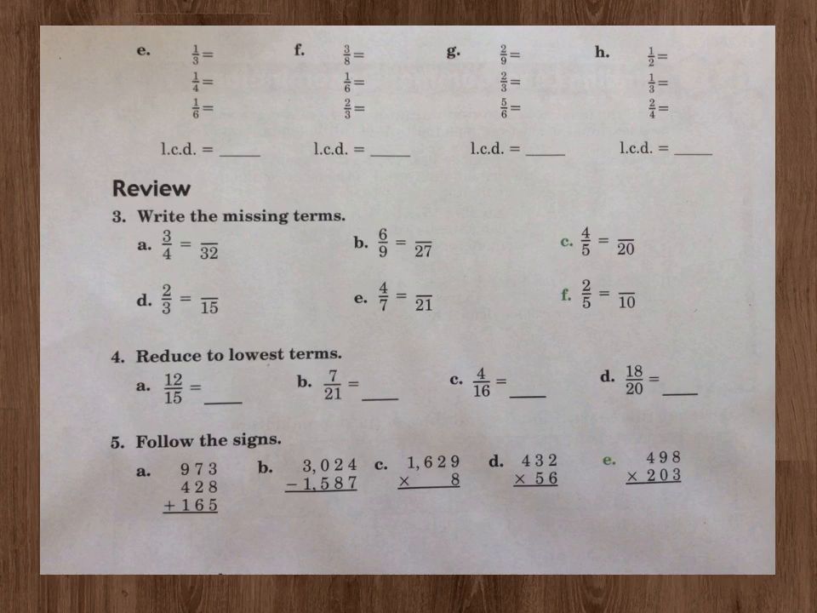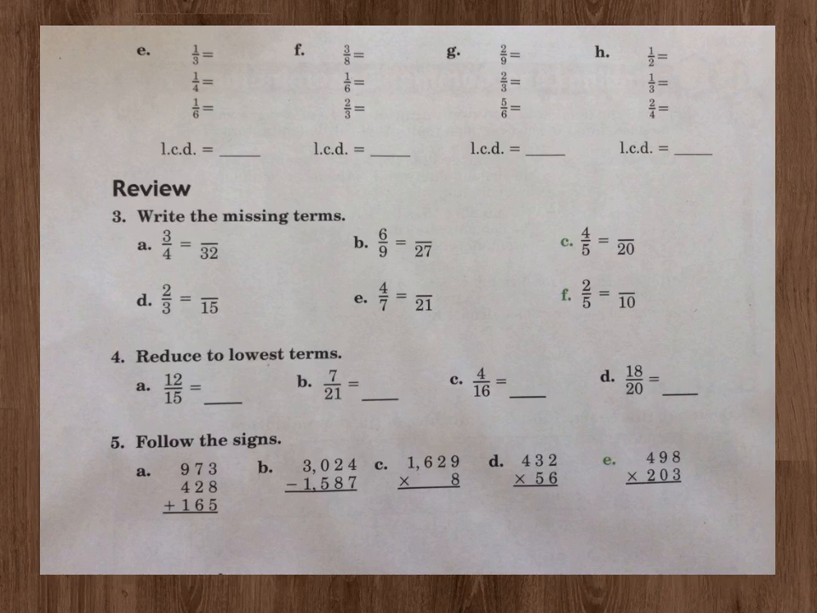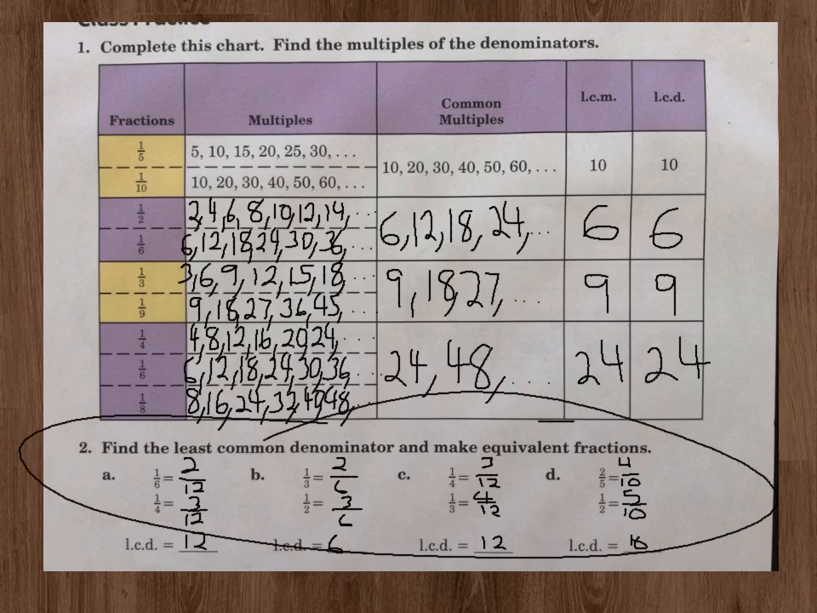Okay, let's look at number 3. It tells us to write the missing terms. So we have 3 on the back side, and you'll have to do these on your own up there. Same thing that we did here.